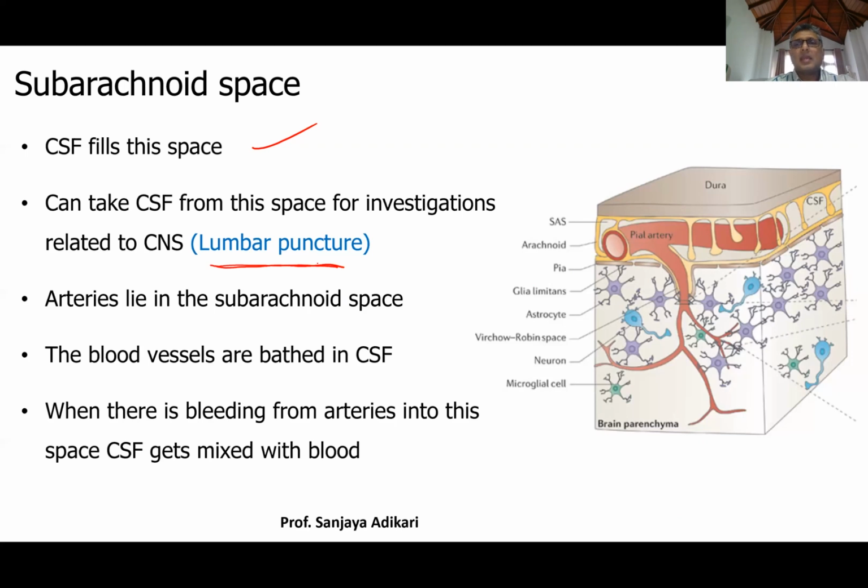Then the other point is, in case there is bleeding into this space, the subarachnoid space, from the blood vessels in that space, then you can understand that the blood and CSF will get mixed. Okay, CSF gets mixed with blood because it's the same space.